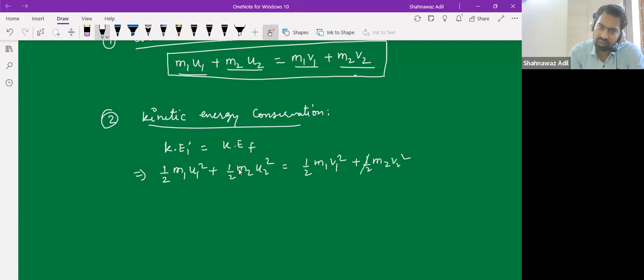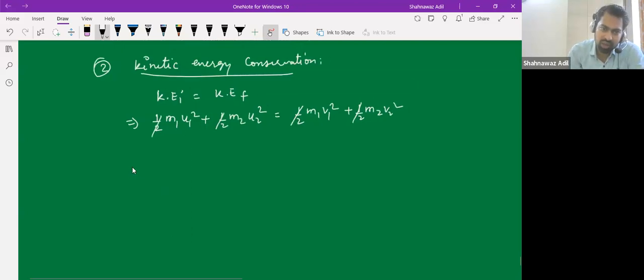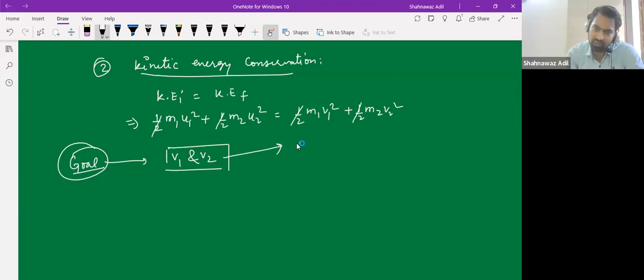So half is cancelled, right? Then you have to find out the value. Remember, what are the things that you have to find out? What is the goal? The goal is to find out v1 and v2, in the form of m1, m2, u1, u2. This is the idea.